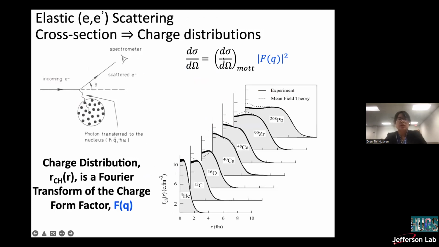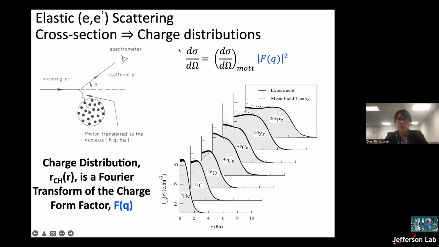So the thing is that now we will have the Mott cross section. The Mott cross section here is the cross section of electron scattering on a point-like, infinite mass nucleus assumption. It means that it doesn't take into account any charge distribution. The charge distribution is carried by this form factor, or in other words, the charge form factor presents how the charge is distributed in the object.